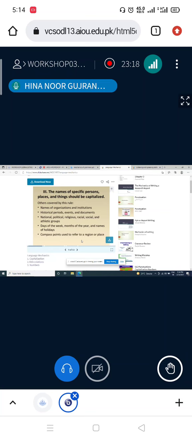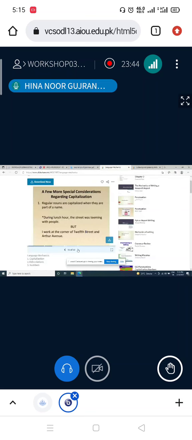A few more special considerations regarding capitalization. Regular nouns are capitalized when they are part of a name. During lunch hour, the street was steaming with people. But I work at the corner of 12th Street and Arthur Avenue. Okay, why have we used 12th Street and Arthur Avenue? They both are capitalized because these are the nouns. That's why. Okay.